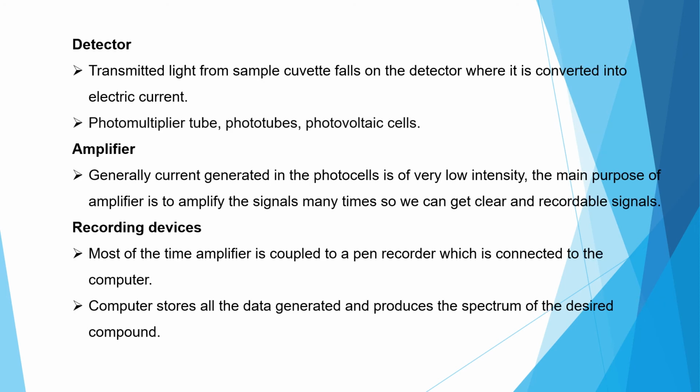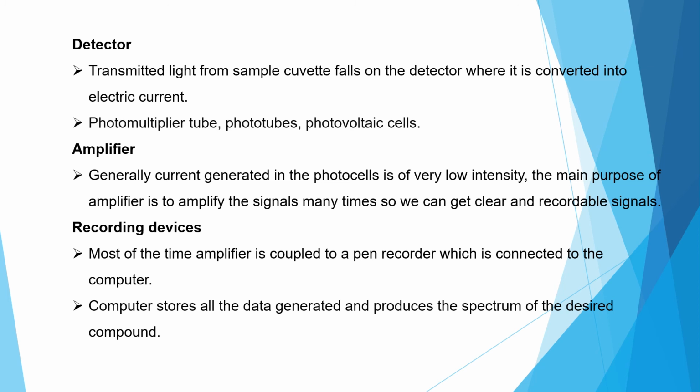Now when the light falls on the sample cuvette, what will happen? Our sample cuvette is holding our sample. When the light passes through that sample, some of the light will be absorbed by the sample, and the remaining light will be transmitted and then allowed to fall on the detector. The purpose of the detector is to measure the intensity of the transmitted light.